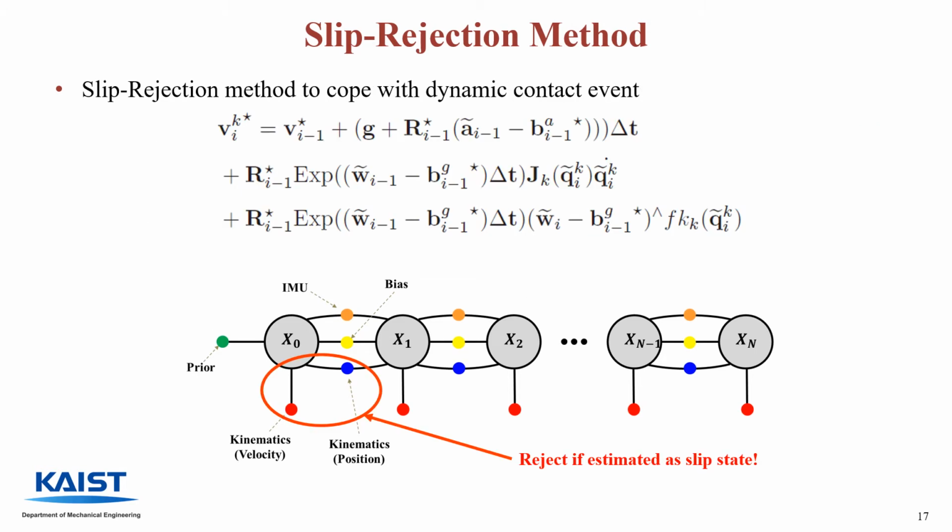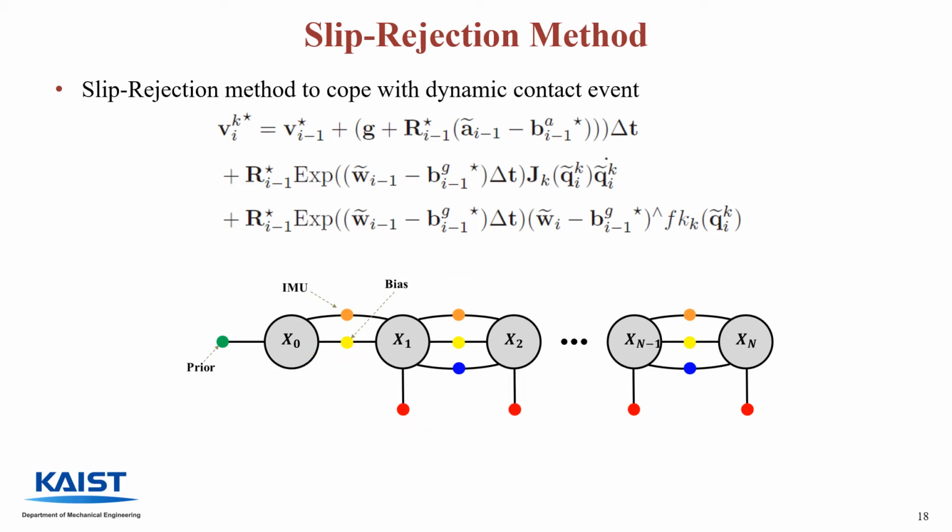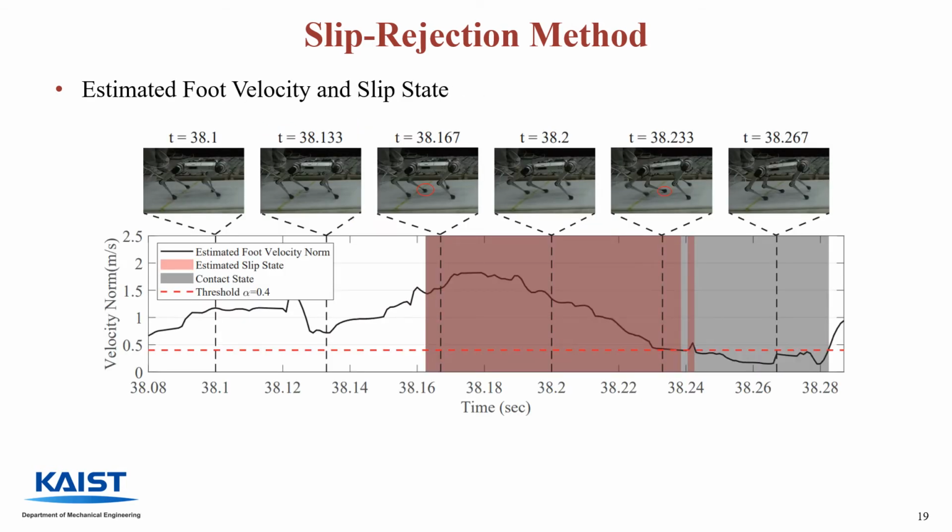To cope with this problem, we introduce a method named slip-rejection. This is done by first estimating the foot velocity as the equation below, and if the norm of the velocity is over a certain threshold, rejecting the kinematics measurement. You can see from this graph that by using the estimated foot velocity norm, we can know when the foot is slipping, and this information is used to reject the kinematics measurements in the estimation algorithm as talked before.